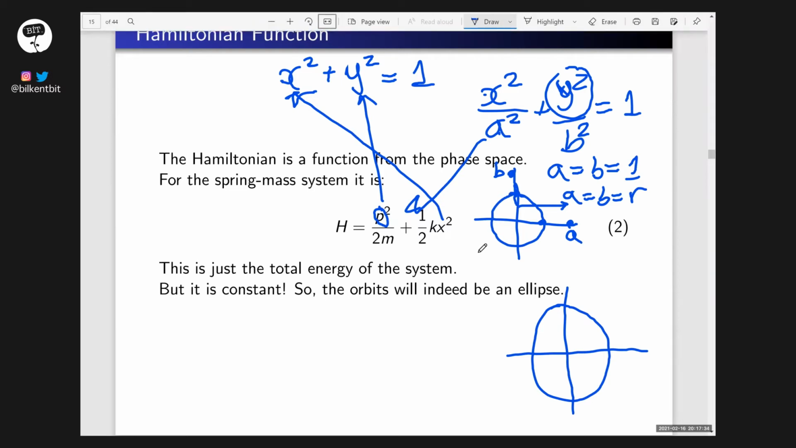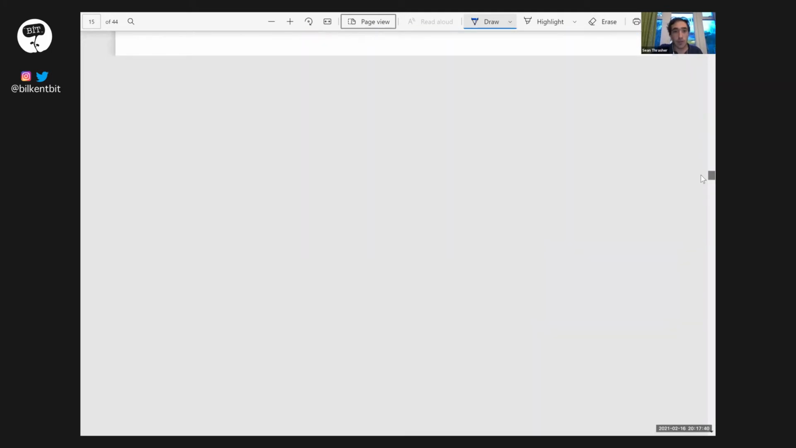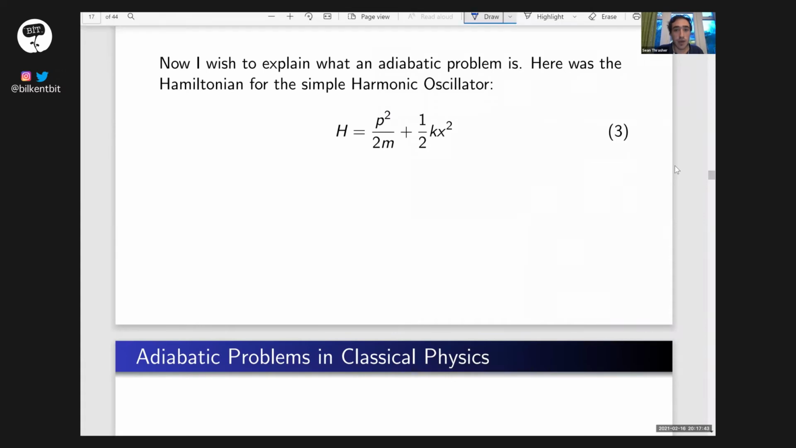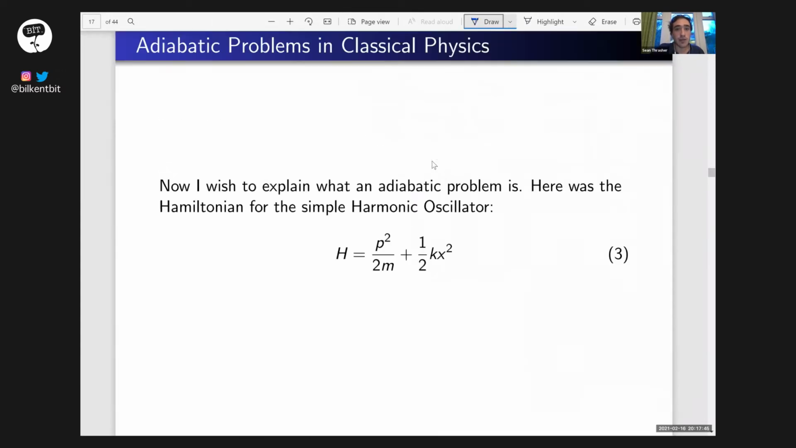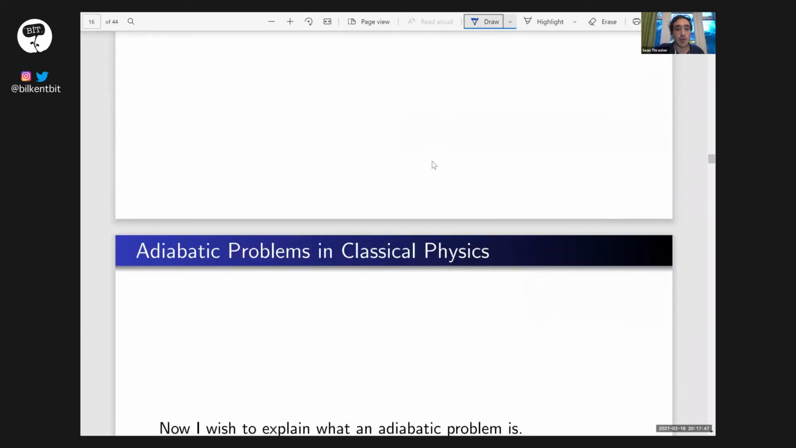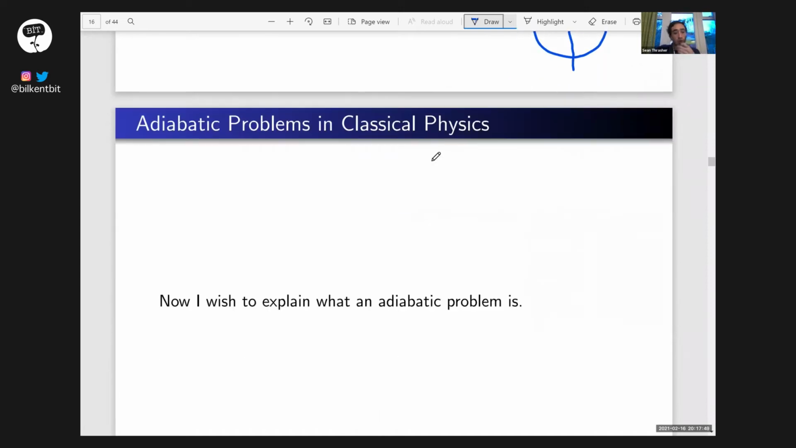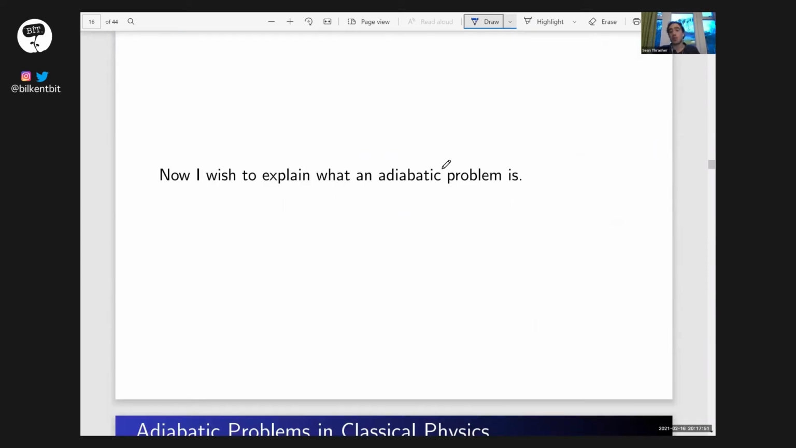Okay, so I shall continue. Now I wish to describe what an adiabatic problem is. So you saw the term adiabatic in the title. So what does that mean?